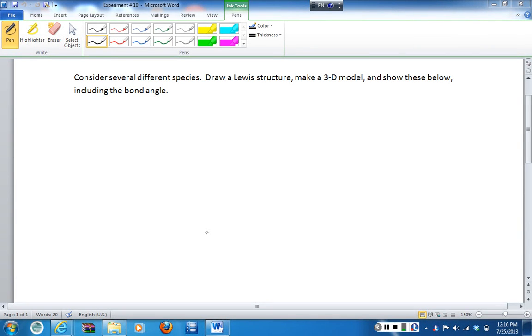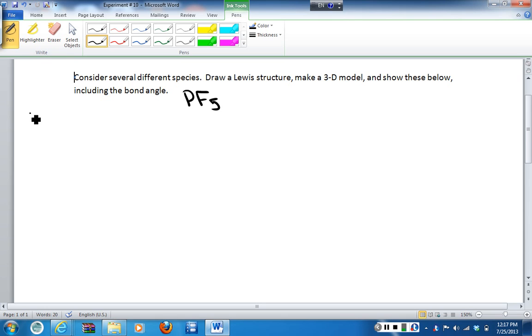Okay, so moving on to question 4 of experiment 10, it asks us to write the Lewis structure and 3D model of phosphorus pentafluoride, so PF5. With this one, we do the exact same steps that we've done in the previous examples. The first thing that we have to do is determine the total number of valence electrons in the molecule.